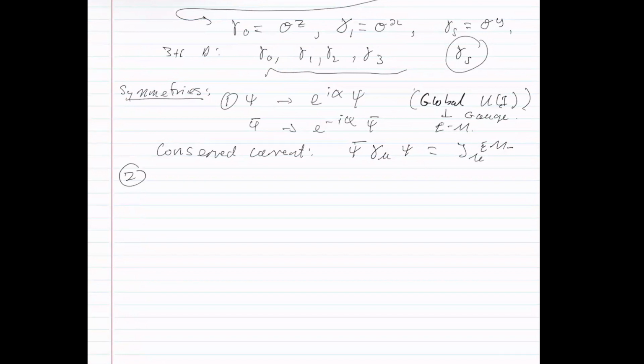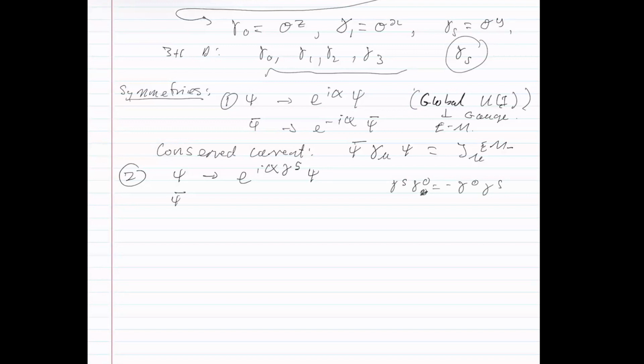Now, there's another symmetry under which I rotate the phase of this field by alpha, but now I'm going to put this gamma 5 matrix. Doesn't matter if I'm in one dimension or 3 dimensions, but this gamma 5 matrix up here. So now this is a phase rotation by a matrix. And when I do this, remember that gamma 5 gamma 0 is minus gamma 0 gamma 5.